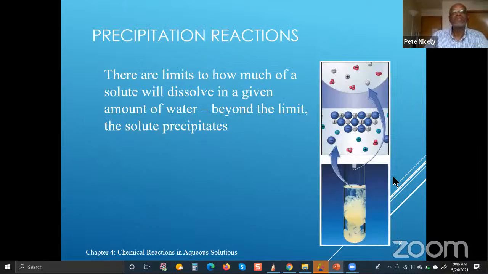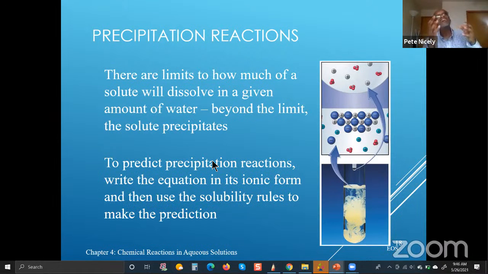Okay, now let's talk about precipitation reactions. I'm looking at the time here. All right, let me just start talking about it and then we'll continue after the break. When we're talking about precipitation reactions, we are talking about reactions where you have two clear solutions containing ions. And then when you mix them, you have the spontaneous formation of a solid, right? And that solid is called a precipitate, okay?